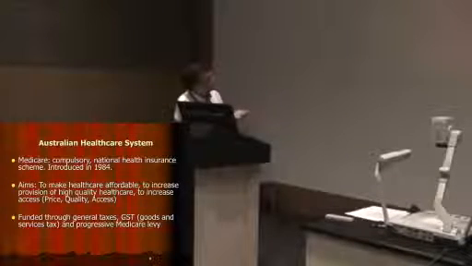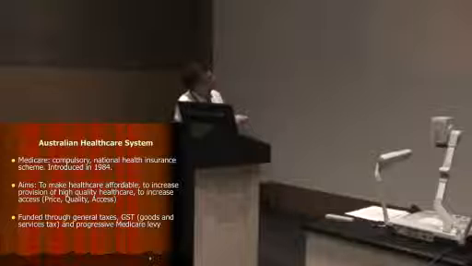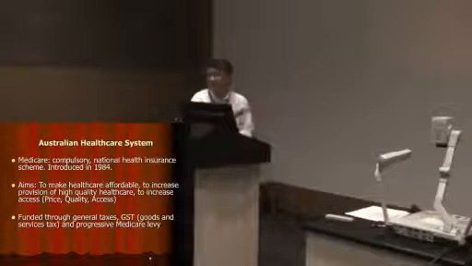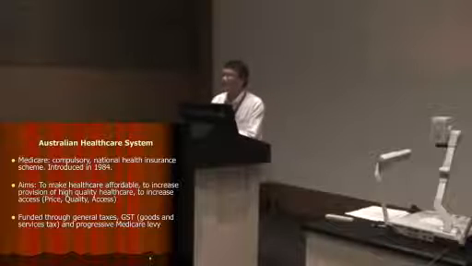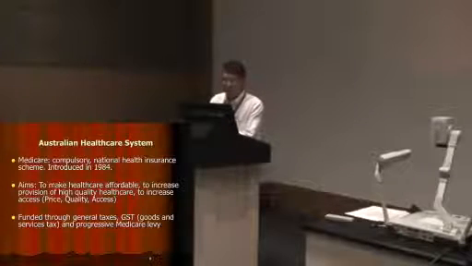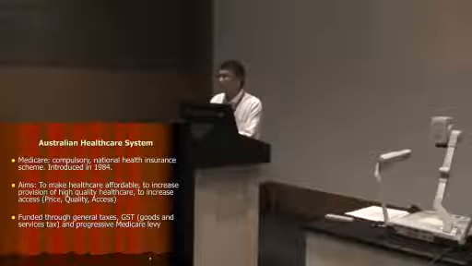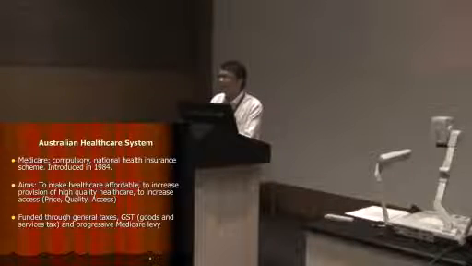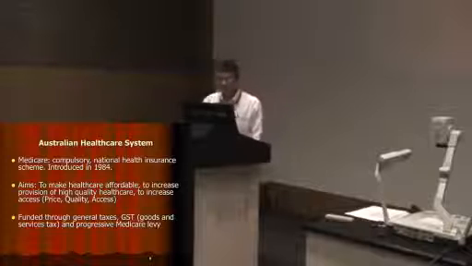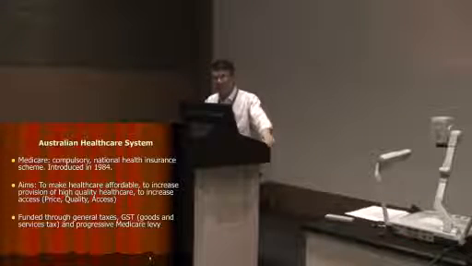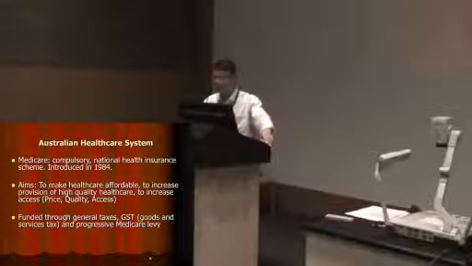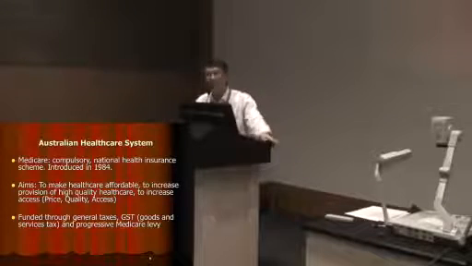It's funded through general taxes, the GST, goods and services tax, and a progressive Medicare levy. What do you mean by progressive? Anybody knows? Progressive means if you have higher income, you pay more. You pay a higher fee, so that's called progressive tax. Regressive means poor people pay more as a percentage of what they earn. So progressive versus regressive taxation. This is progressive.